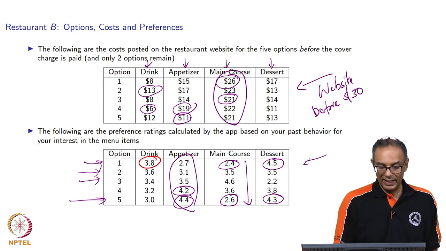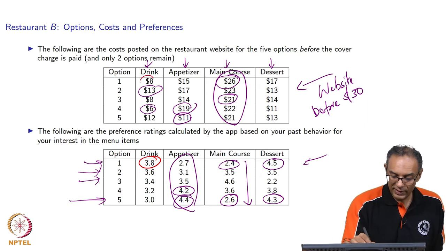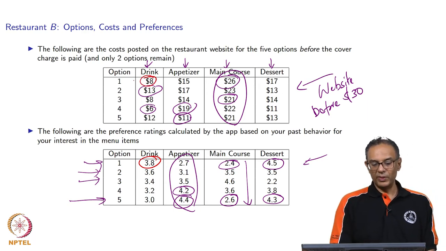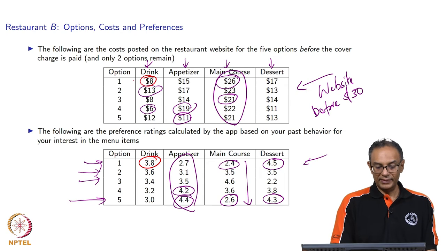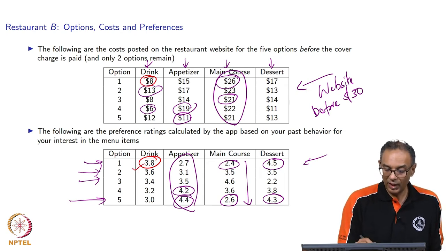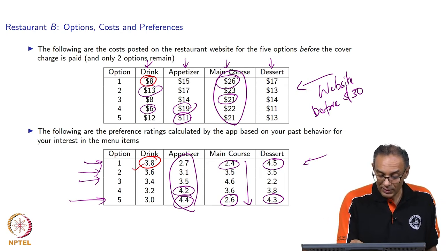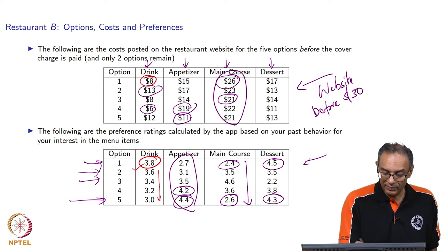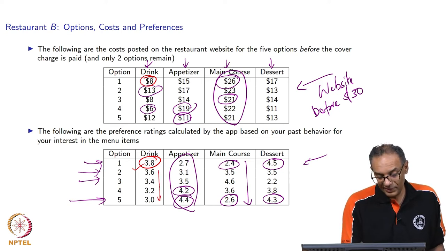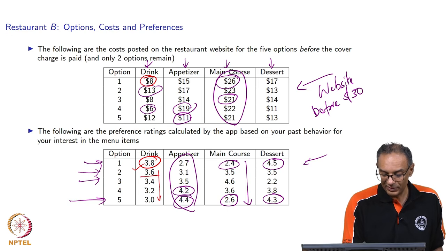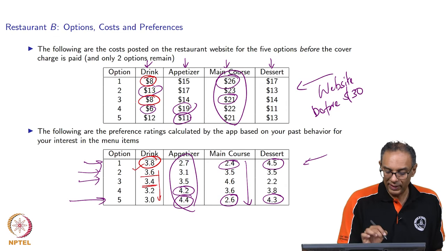Okay, and it is also reasonably inexpensive. So it kind of makes sense that you are picking option 1. However, it's not that obvious because the other drink choices are not terribly cheaper. I mean, for example, this drink is only slightly worse. This one is only slightly worse. This guy is also the same $8.